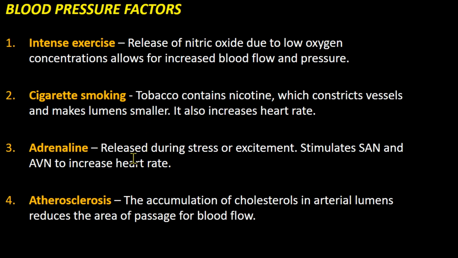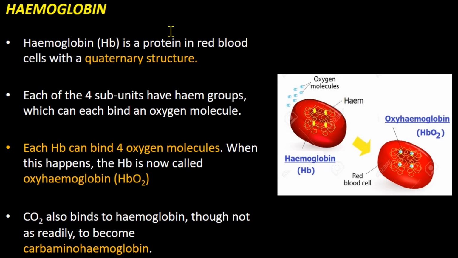Adrenaline, which was explained just before, is released during stress or excitement. This stimulates the sinoatrial node and the atrioventricular node to increase the heart rate. Lastly, we have atherosclerosis, or the buildup of atherosclerotic plaques. This is the accumulation of cholesterols in arterial lumens, and this would reduce the area of passage for blood flow, thus raising blood pressure. So hemoglobin is a protein in red blood cells with a quaternary structure.